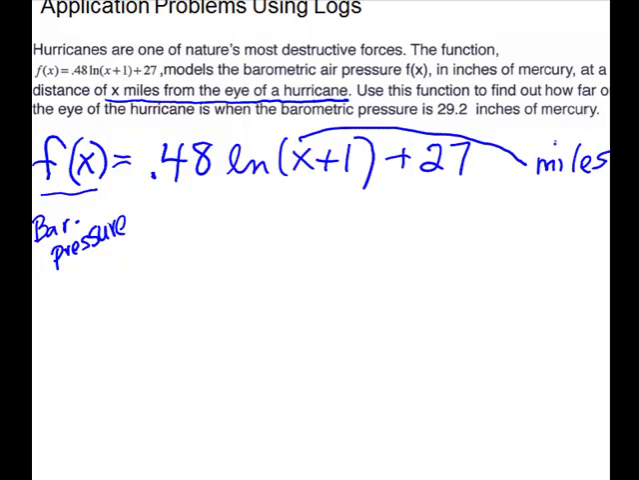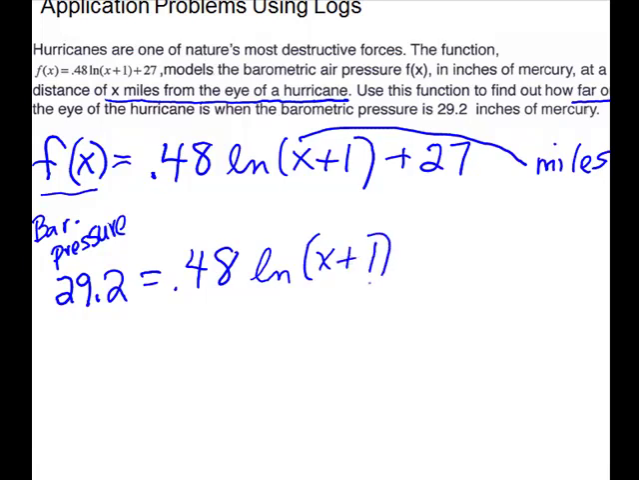Right, it says use this function to find out how far. So we are looking for the distance the eye of the hurricane is when the barometric pressure, remember that's what your whole function is equal to, is 29.2. So we're going to put 29.2 for f of x. That's the hard part. And then we're going to solve for x, which is our miles.